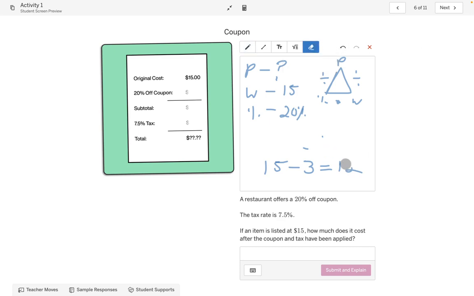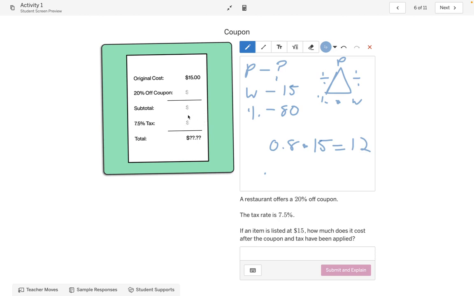Rather than calculating the 20%, we could say instead that the subtotal, this number here, is 80% of the original. So we can go directly to 80%. We don't have to do that subtraction then. And we would do 0.8, which is 80% as decimal, times the whole, which is 15. And that would give us exactly $12. So that gives us this number here, the $12.